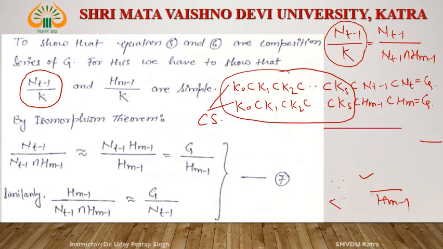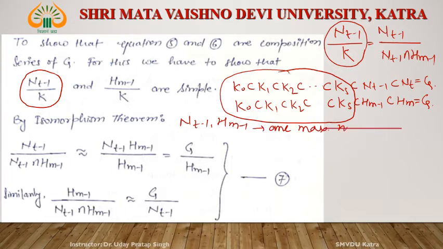What is Nt-1 and Hm-1? Nt-1 and Hm-1 are maximal normal subgroups of G. Nt-1, Hm-1 are maximal normal subgroups of G.